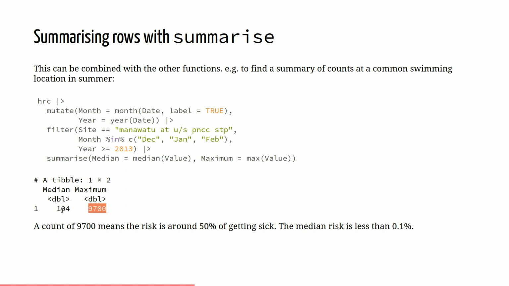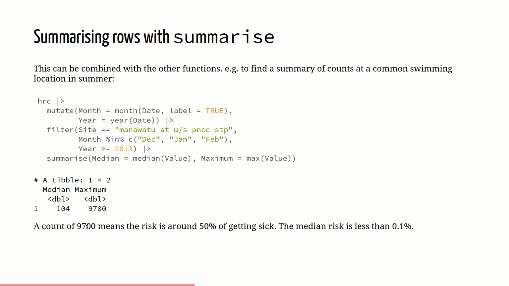Whereas an E. coli count of 104 means your risk of getting sick swimming in the river for an hour or so is actually very low. It's less than 0.1%. So if you went to the river and the count was average like this, was typical, then there would be no risk of getting sick. But if you went to the river when the E. coli count happened to be this high, then there is a risk of getting sick. Okay.